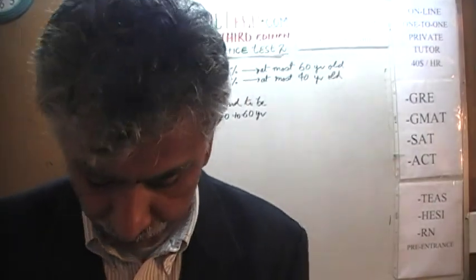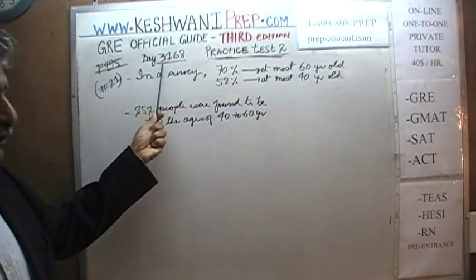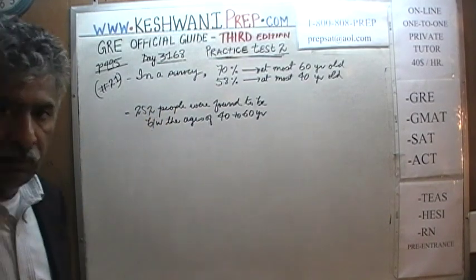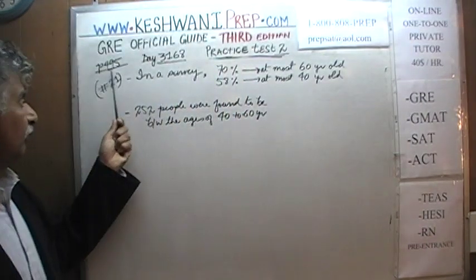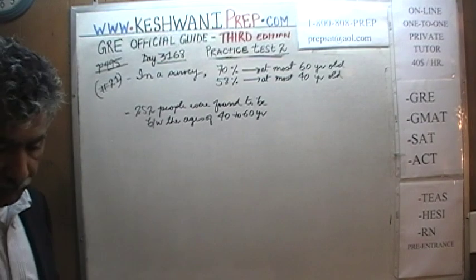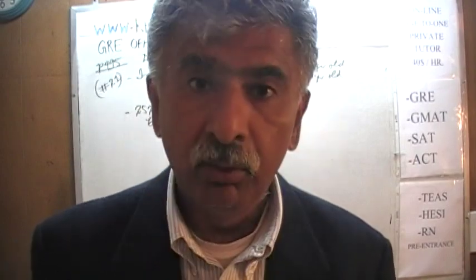Today is our lesson number 168. Day 3168, the 3 signifies the fact that we are in the third edition, day 168. We are in the process of solving the problems from the two practice tests that you will find at the very end of the book. We are in the second test right now, on page number 495. Please turn to it, page 495, problem number 21. Make sure the book is in front of you, and read the problem to yourself. Don't depend on my reading it to you.